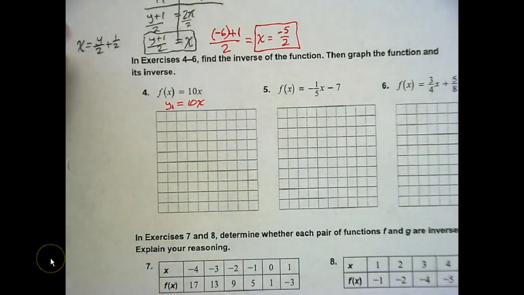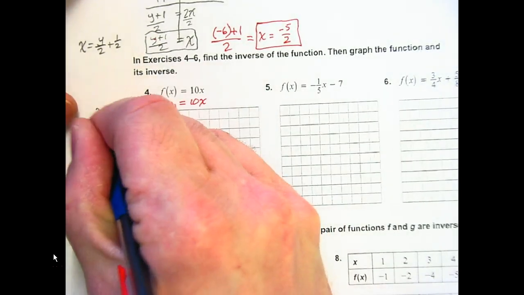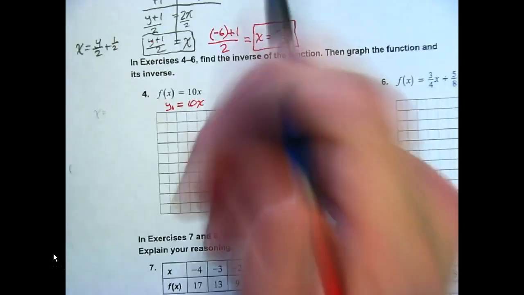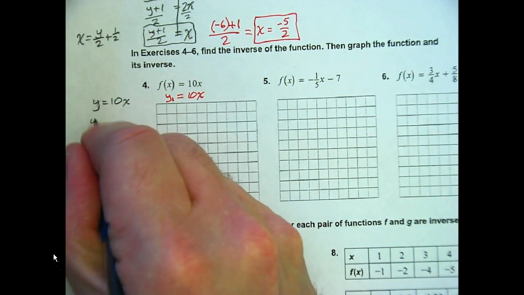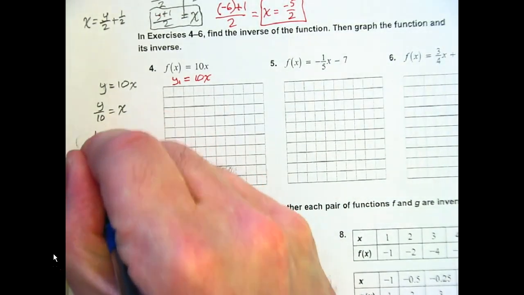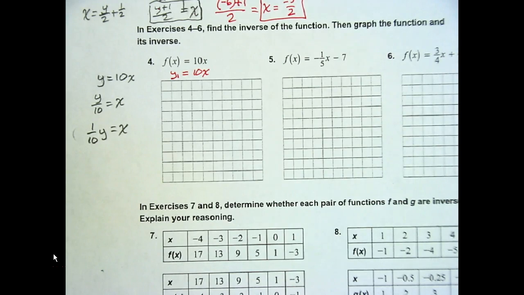If I want to find the inverse of that, tell your neighbor what you need to do. Okay, volunteer, what do I need to do? Yeah, you can solve for x. So if I rewrite that function here, y equals 10x. Okay, and I solve for x, I get y over 10 equals x. Or another way of thinking that is 1/10 of y equals x. Well, that's the inverse function, right? No, that's still this function.